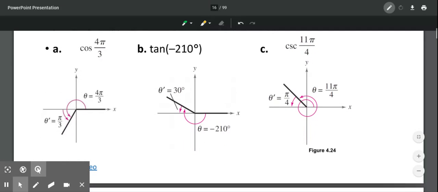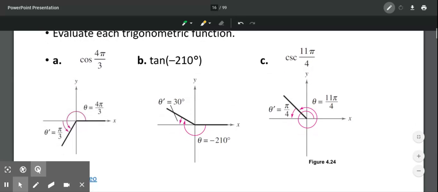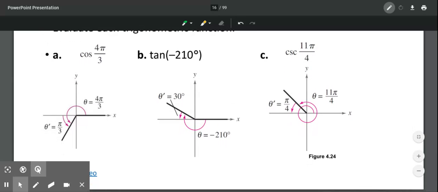Let's evaluate each trig function. So what we're doing is we're trying to find the cosine of 4 pi over 3 for this first one. So remember that 4 pi over 3 is right here. So your reference angle is pi over 3. So the cosine of 4 pi over 3 will equal the same thing as the cosine of pi over 3, right? And from your unit circle, you know that the cosine of pi over 3 is 1/2. So the cosine of 4 pi over 3 is also 1/2.